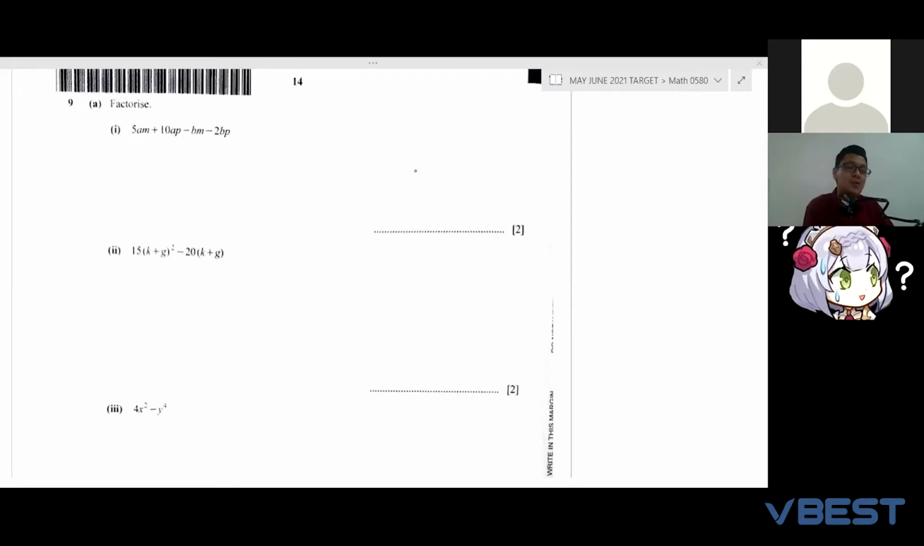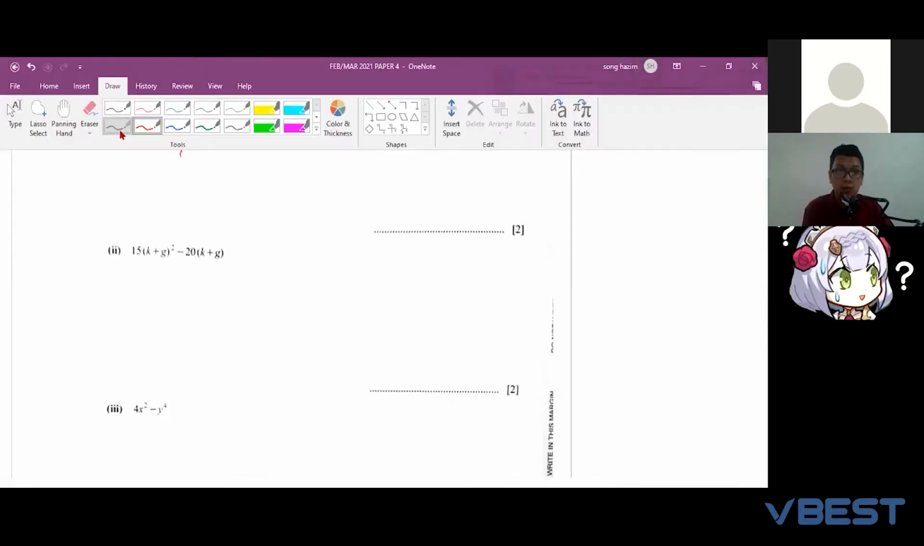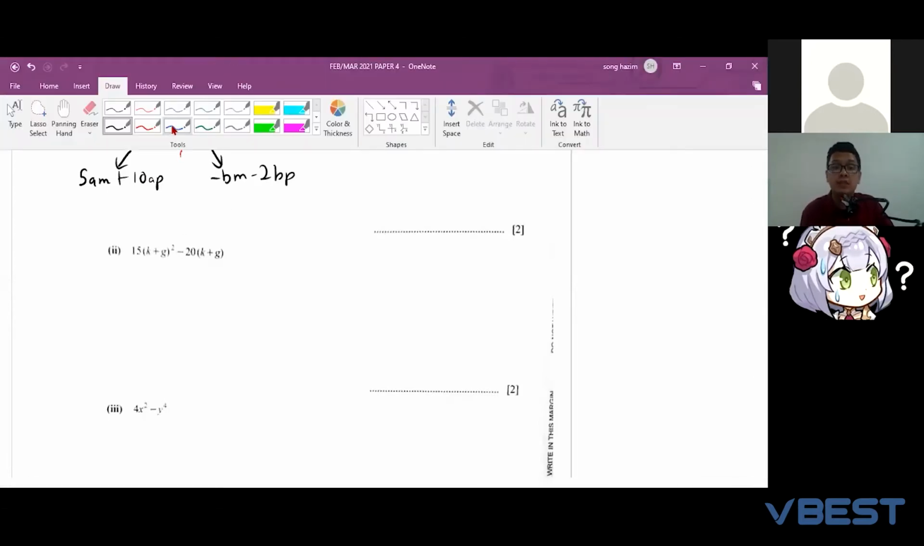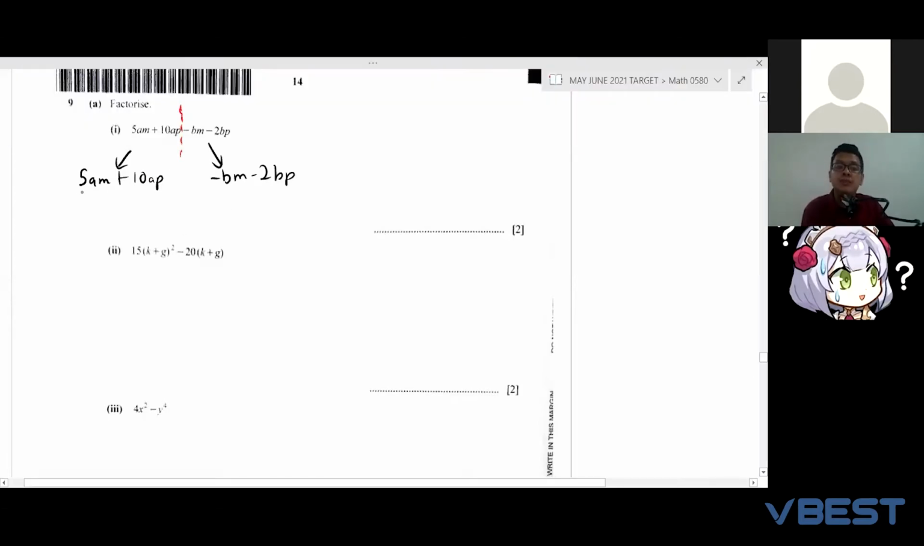We're going to do 4-term factorization. Just 4-term factorization, always divide it into two parts first. What do we have on the left side? We have 5am plus 10ap. And on the right side, you have negative bm minus 2bp. Then you do simple factorization. For 5am and 10ap, you can bring out 5a, so it becomes 5a(m plus 2p).